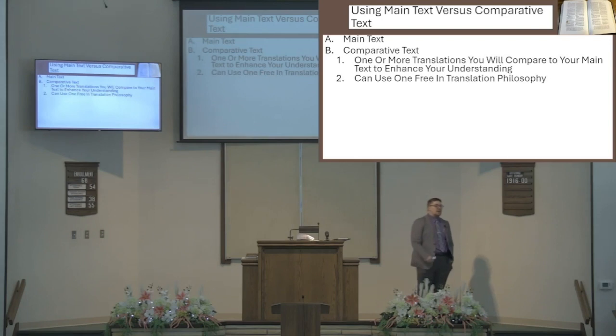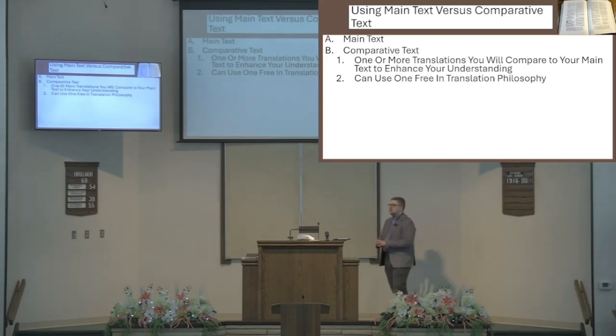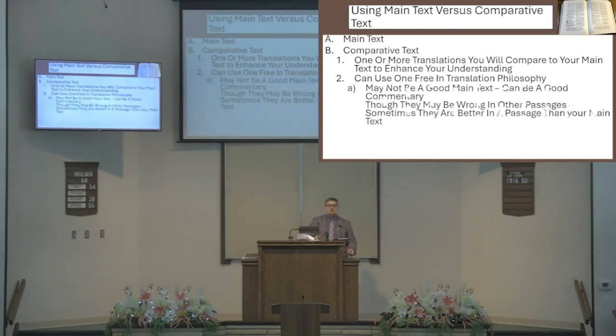You can use one, in this case, as a comparative text, one freer in translation philosophy. And what I mean by that is, don't go all the way to the paraphrases, but if you want to use an NIV, a CSB, or one of the others somewhere in the middle of that chart, in this example, they may not be the best main text, but they can be some good commentaries. They may be wrong sometimes in other passages, but sometimes they render a passage better than your main text might render it, even though it may be a more sound translation philosophy.